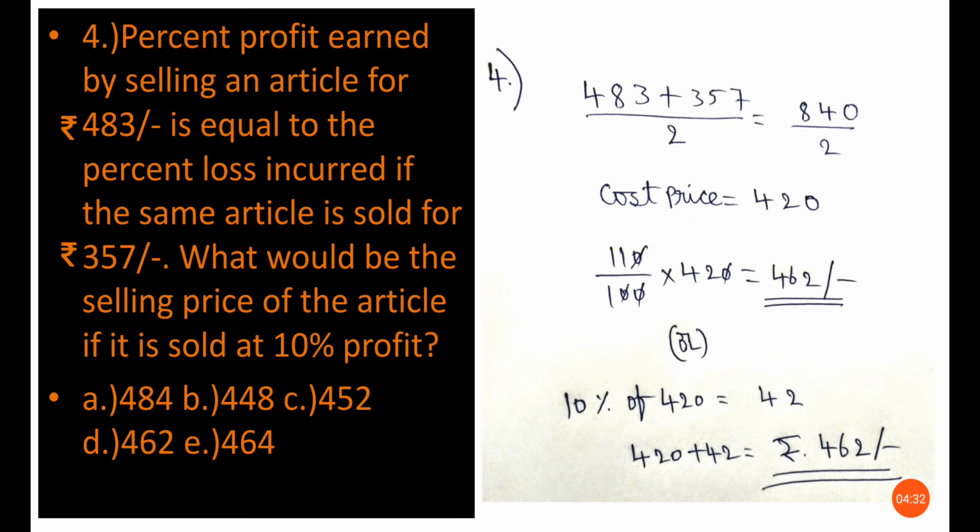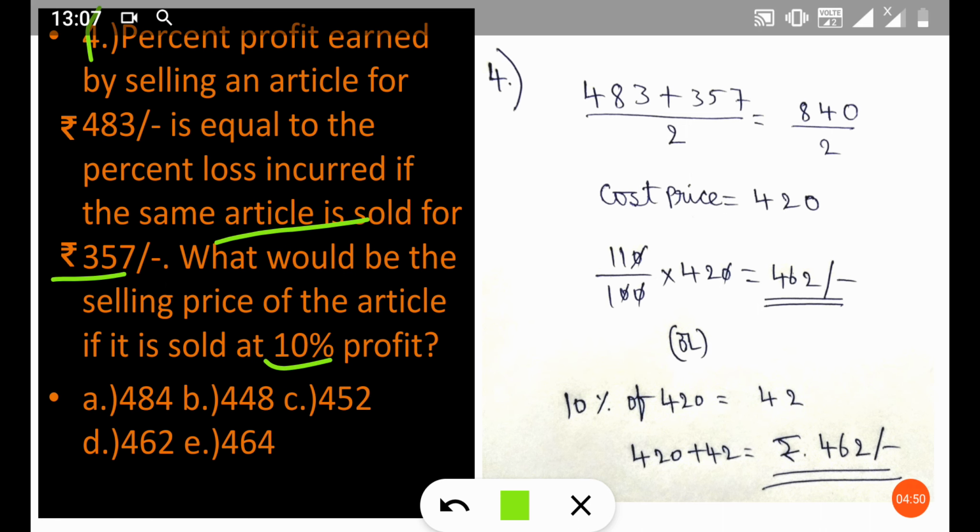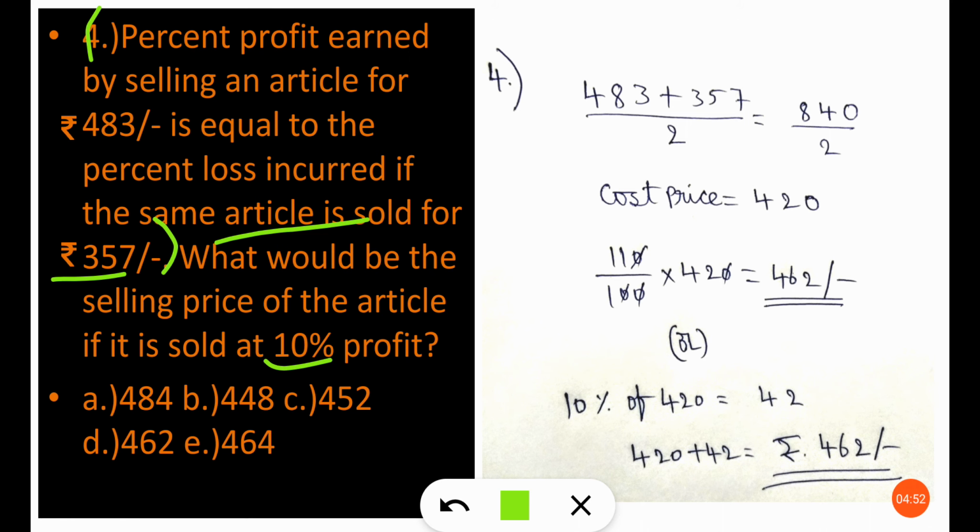Moving to the fourth question. Percent profit earned by selling an article for 483 rupees is equal to the percent loss incurred if the same article is sold for 357 rupees. What would be the selling price of the article if it is sold at 10% profit? On reading the first statement, we get that the cost price of this article is the average of 483 and 357. So 483 plus 357 by 2 equal to 840 by 2, and that is 420.